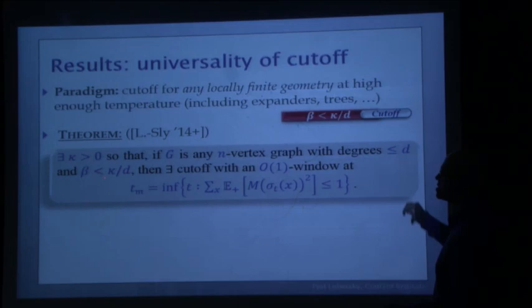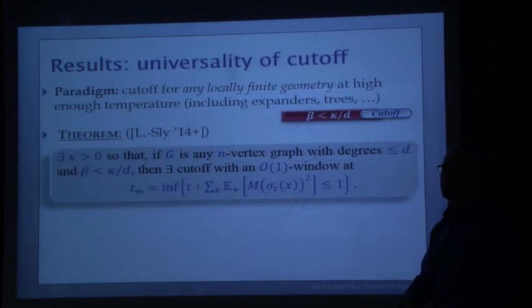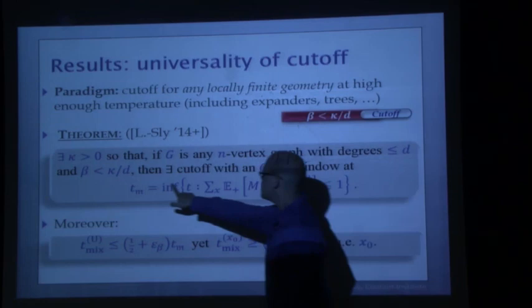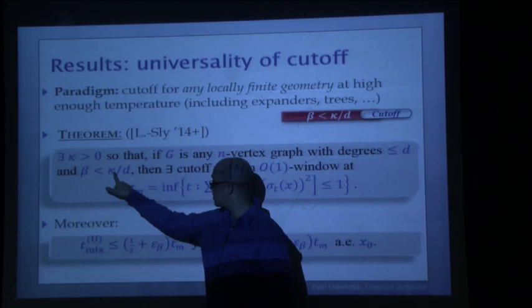And for universality, we showed that for any graph with bounded degree, if beta is less than an absolute constant divided by d, you get cutoff with an order 1 window. It can be a tree, it can be an expander, it can be anything. It's the second one, not the first one, as I mentioned. Don't pay attention to it. This kappa is maybe a tenth in our proof. It should be 1, but the dependence is the right one. You cannot do better than 1, yes.